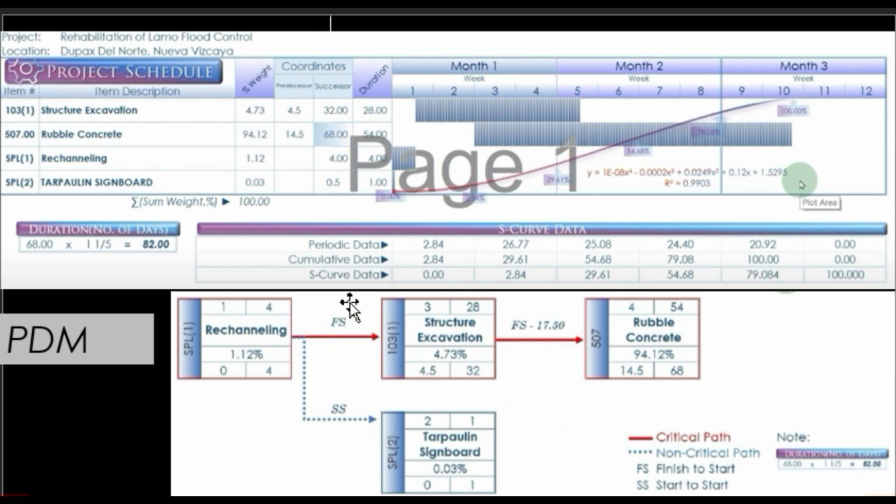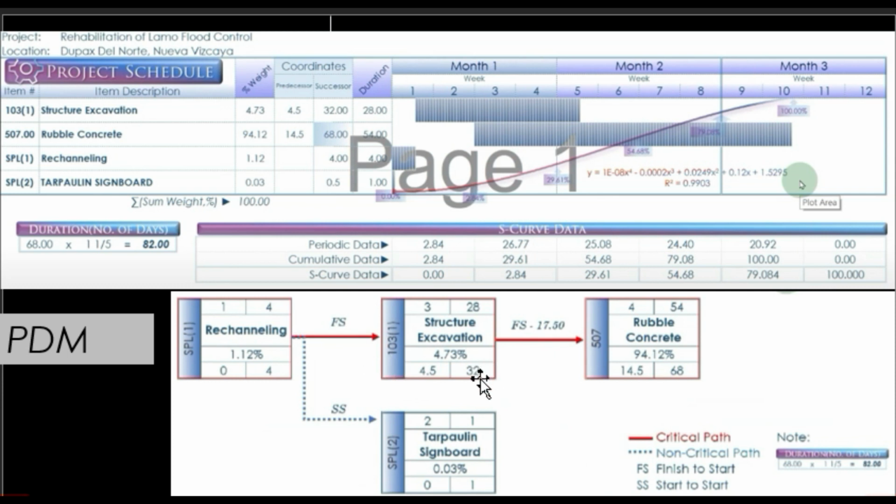The FS stands for finish to start. For instance, the structure excavation activity can only commence after rechanneling work. The structure excavation is indicated 28 days duration, with a predecessor increment of 4.5 since the bar chart is scaled 1:0.5 days. The 32 indicates excavation is finished at the 32nd day.